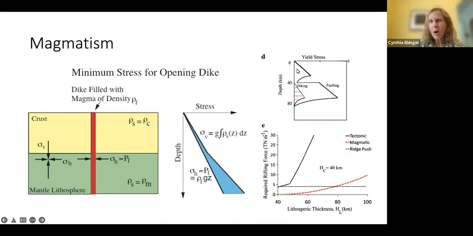But to cause a fault to slip here, I'd have to achieve yield stress. Whereas I can put a dike into the mantle at a very small percentage, almost 1/8 to 1/10 the amount of force required to cause slip along a fault system in here. So diking, or magma intrusion, adds to the tectonic stress, and it can explain, if we look at the forces available, this would be a ridge push force, tectonic force, and magmatic, that at different lithospheric thicknesses, we can start cramming magma into the plate.